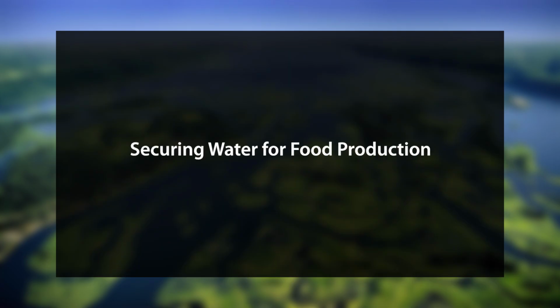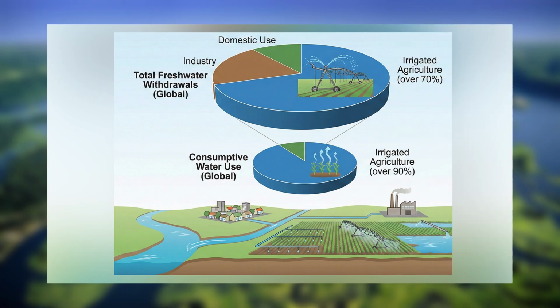Now let us discuss securing water for food production. In the coming 25 years, the world will need to produce enough food for an additional 2 to 3 billion people. Water availability is becoming a major limiting factor for food production, and in many cases it is as important as, or even more critical than, the availability of land. At present, agriculture, especially irrigated farming, uses the largest share of fresh water, accounting for over 70% of total water withdrawals and more than 90% of consumptive water use.